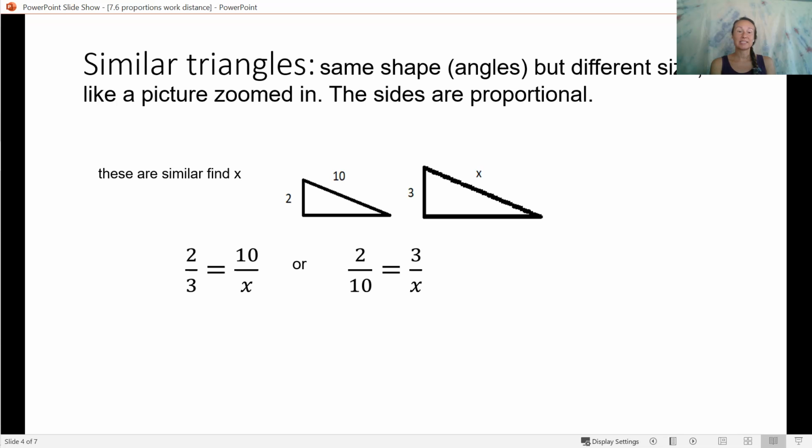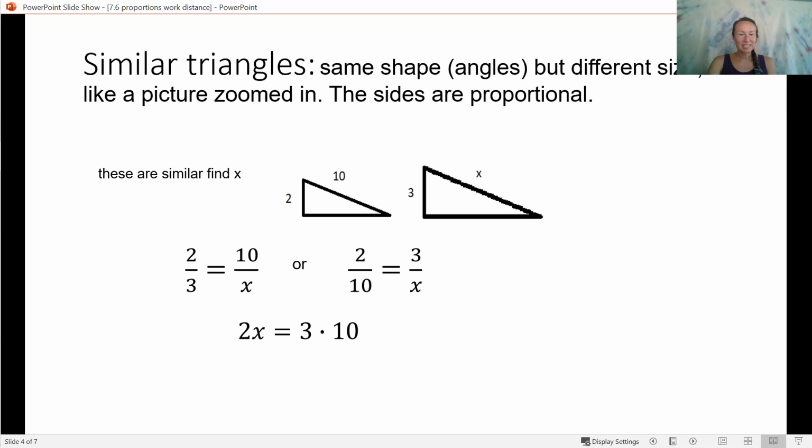Notice the same triangles are across from each other in our first example, and the same sides are vertical from each other. We could also set it up the other way. So 2 over 10 is the same triangle. Same triangles are above and below each other, and across from each other are the same sides. So you can set it up either way. When you cross multiply, you're going to end up with the same thing.